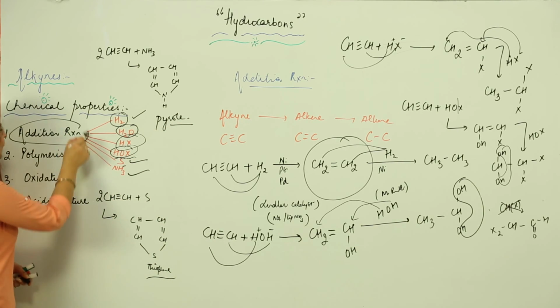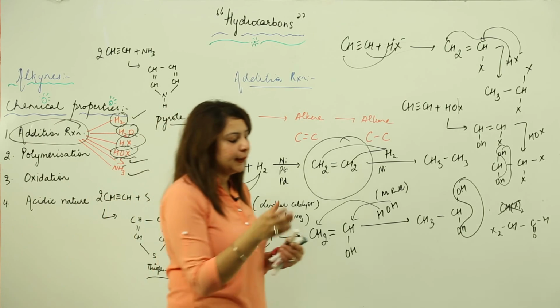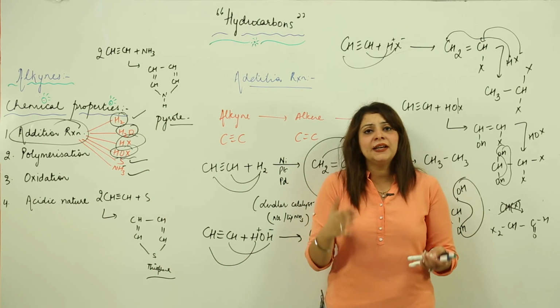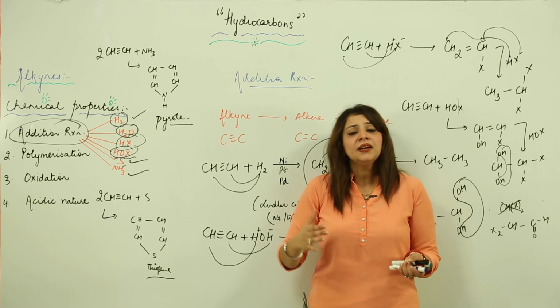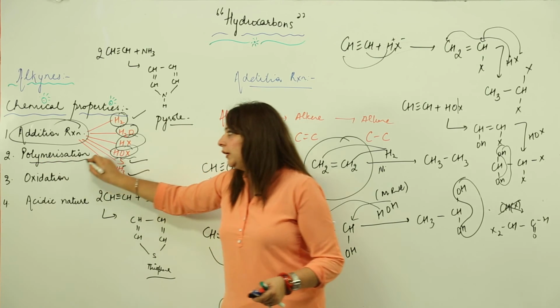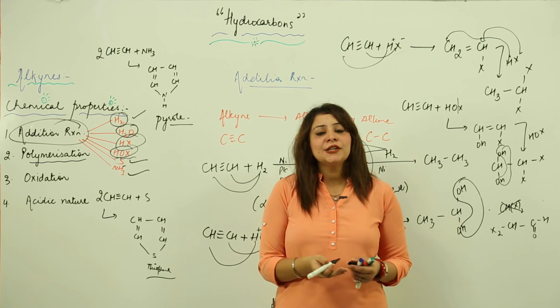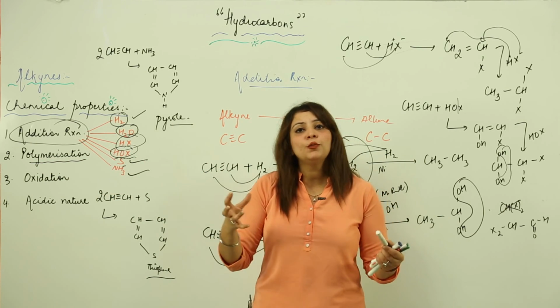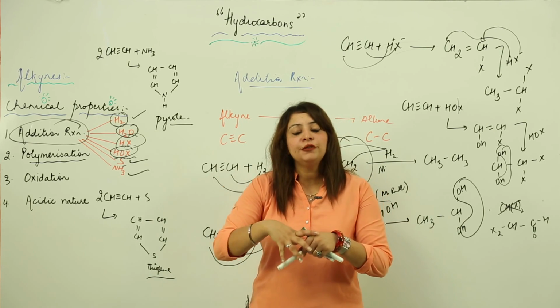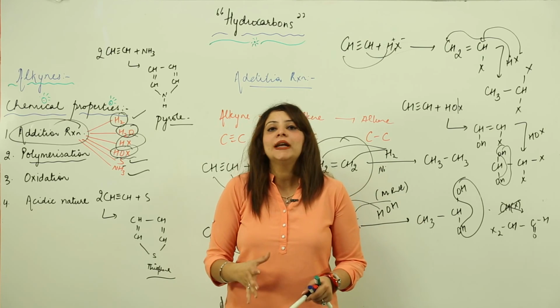So I think it's clear why the alkynes can undergo addition reaction. The reason behind that is they possess the extra bond. Second is polymerization. What is polymerization? Polymerization is actually a process in which the smaller molecules, or we can call them monomers, get attached to each other forming a giant molecule that is called a polymer.